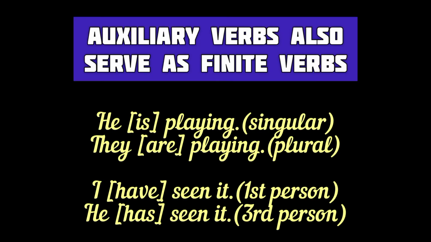Auxiliary or helping verbs such as am, is, are, was, were, have, has, etc. are also called finite verbs because they change with the subject's number and person in the sentence, as they help the principal verb in assuming tenses and voices. So in these examples, auxiliaries is, are, have, has are finite verbs because they serve as root verbs in these sentences.